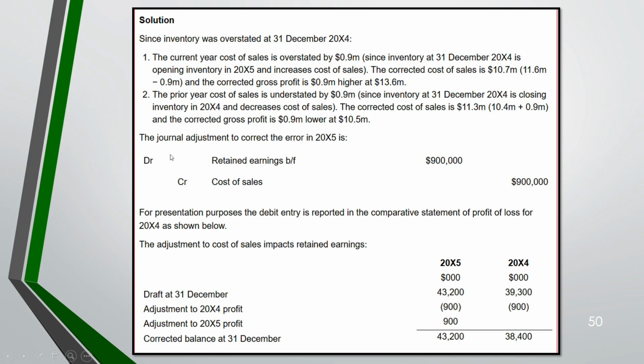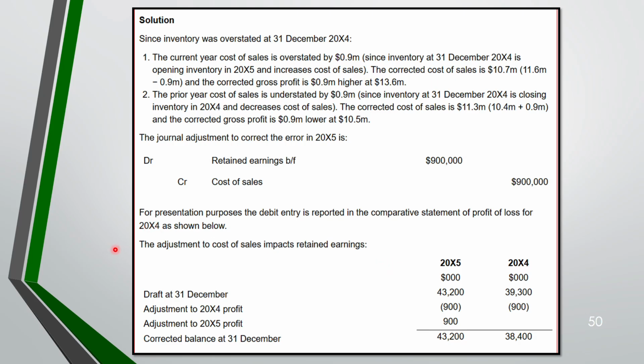And the journal entry is given like this for 2005 when you're correcting. You debit retained earnings because profit will go down, and credit cost of sales because you are adding 900,000. So this part is only given for illustration purposes. This part was not asked, but for illustration, the debit entry is reported in your comparative statement of profit and loss for 2004 as shown below. So the adjustments to your cost of sales will impact your retained earnings.